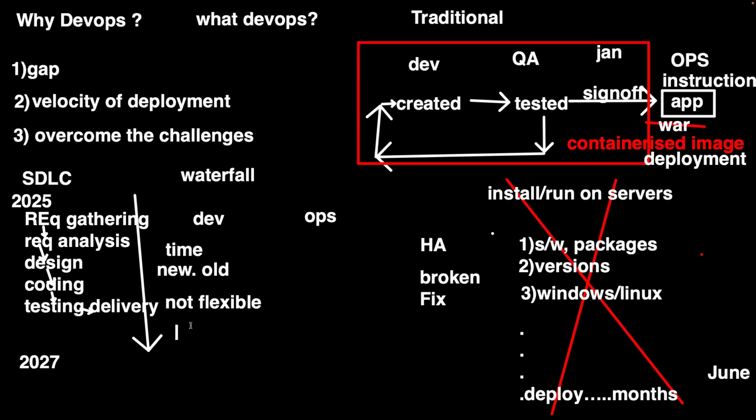Okay, so this is one thing. It's not flexible. Also, the other challenge is that the complete software is all delivered at once, like I told you. So these are all the challenges developers used to face because of this waterfall model.